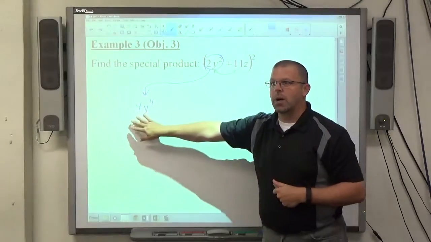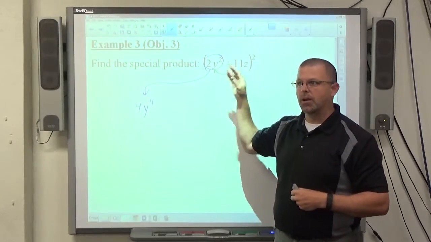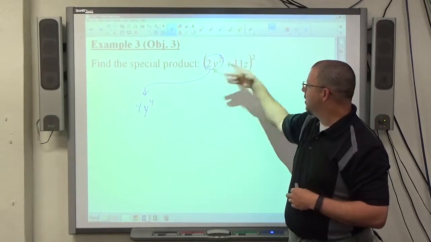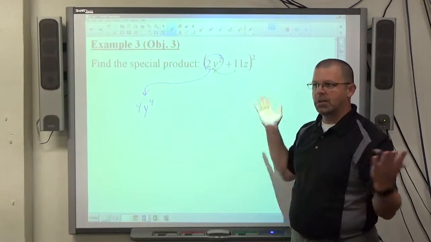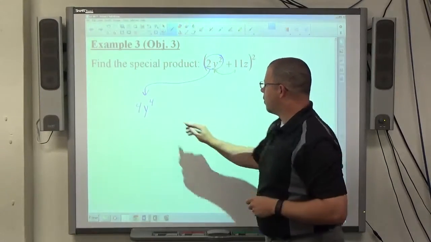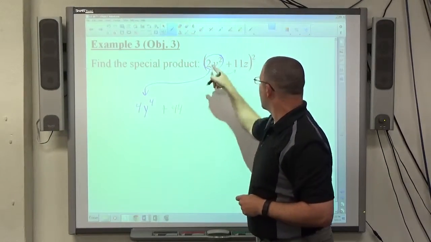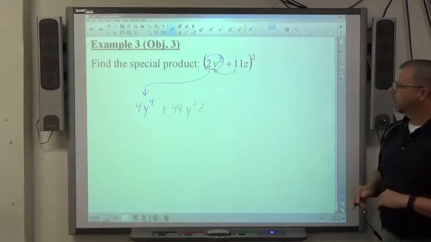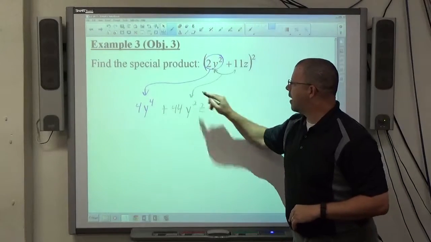Okay, the square is always positive. When you square, whether it's plus or minus, you're multiplying it by itself, you're going to get a positive. This is the only piece that could be negative, but in this case, positive, positive, it ends up being positive. So 2 times 11 times 2 is 44. The letters are different, so you just stick them together, y squared z. That's how the second term comes about.